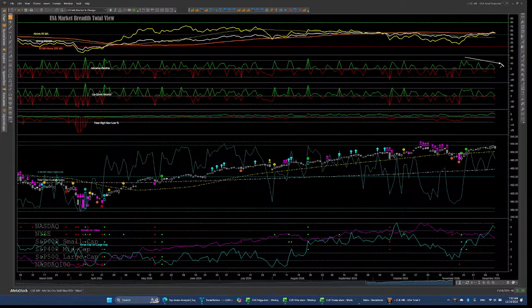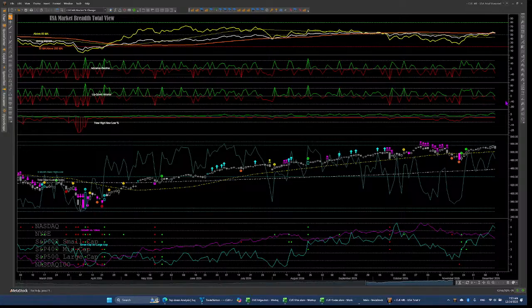Now you can see in the daily interval, in the market breadth total view, there is bearish divergence between price, which is going up, and advance decline and up down volume, both of which are coming down. That is a bearish divergence. It can resolve in that downward direction.